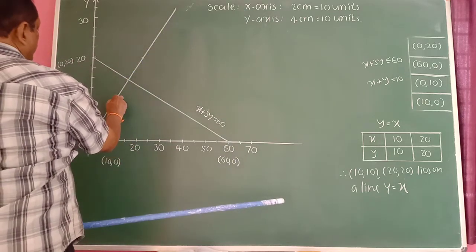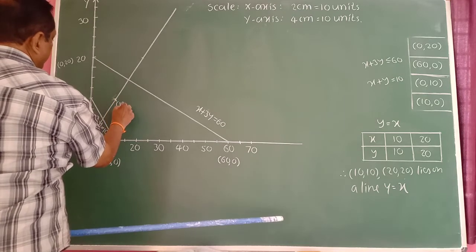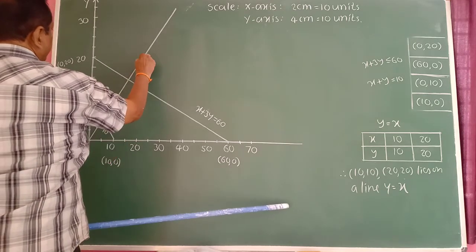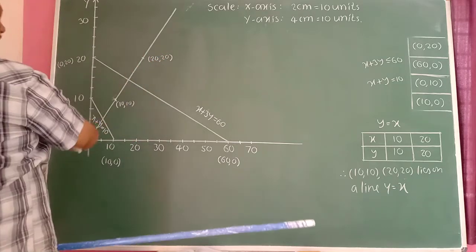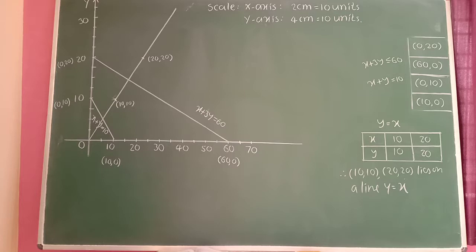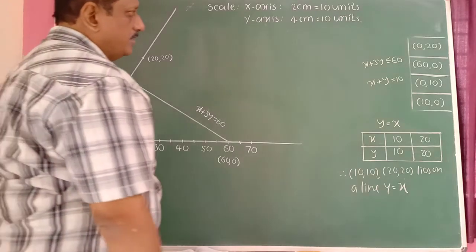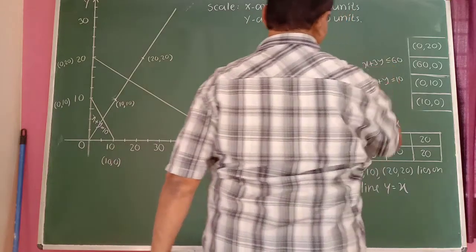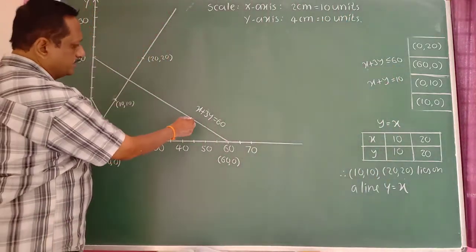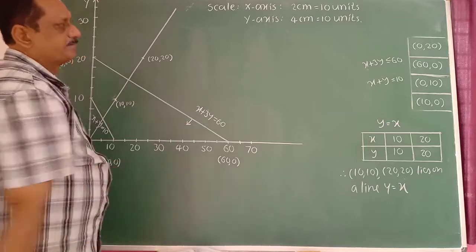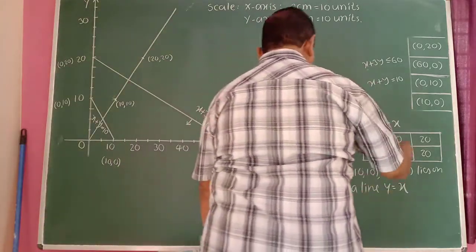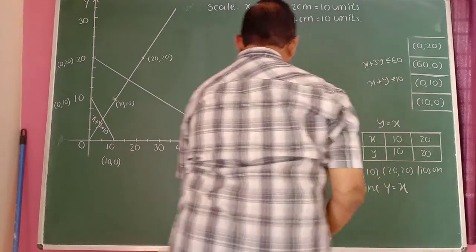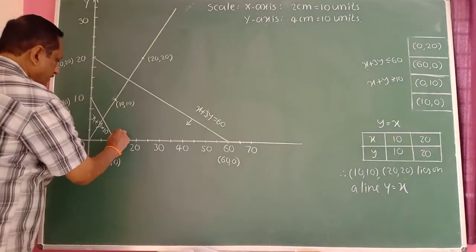Okay, so this point is 10, 10, and this point is 20, 20, and the line passes through the origin. Then in this case, x plus 3y less than or equal to 60. Less than means shading below this line. Then here it is greater than or equal to 10, therefore shading above this line.